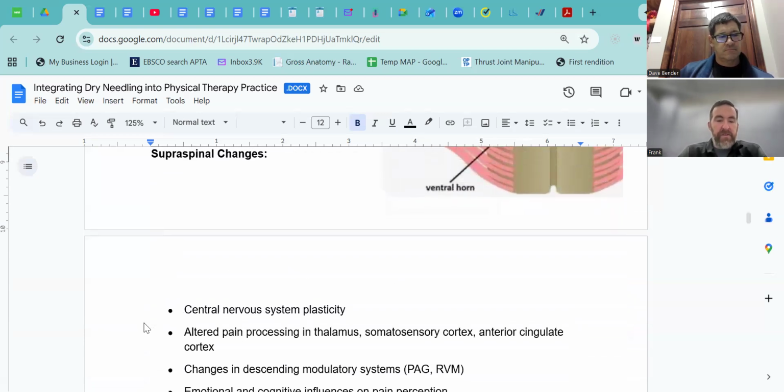Supraspinal, as we went over, I think it was in the second or third week. The central nervous system has an amazing amount of plasticity, both good and bad. With pain and prolonged pain, you see altered pain processing in the thalamus, the somatosensory cortex, the anterior cingulate cortex. And a lot of those places, especially the anterior cingulate cortex, tie in with emotional and cognitive influences on pain. And you get this descending modulatory system through the periaqueductal gray and the rostroventromedial medulla as well.